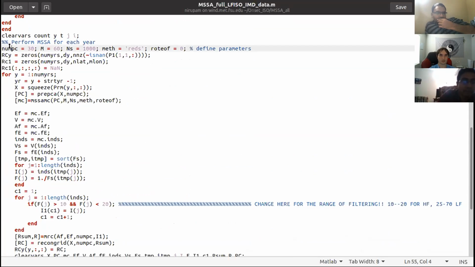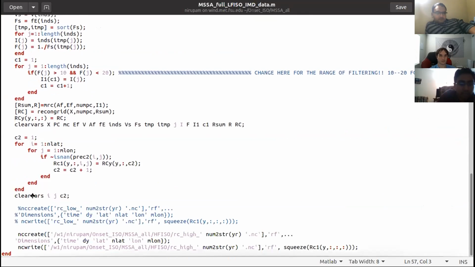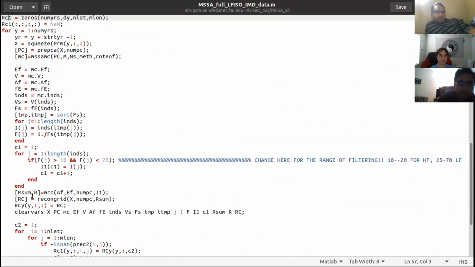So I have numpc as 30, m equal to 60, ns equal to 1000, method equal to reds, and I did not rotate the EOFs. That was not a very necessary step at this point. And then RCY and RC1 are two variables that I have defined for storing the data. You are not using the subroutine function; you are just including it in the MATLAB code itself.